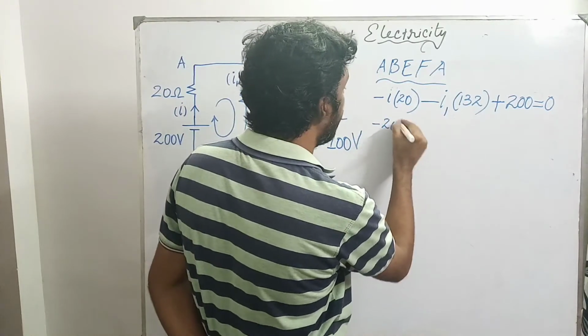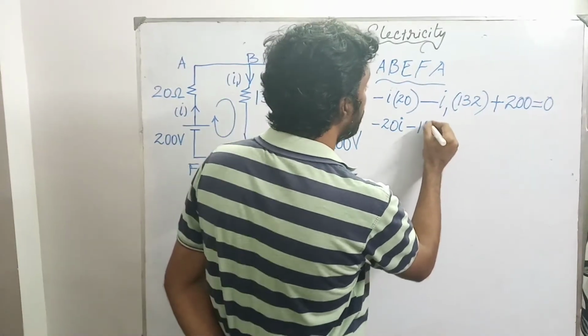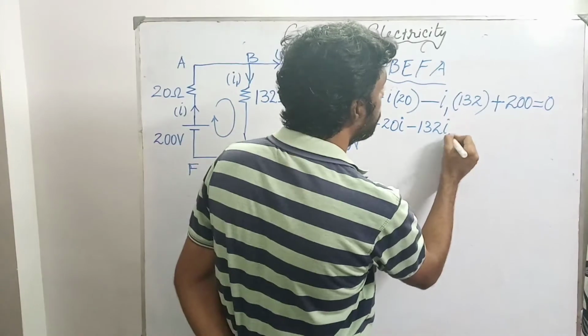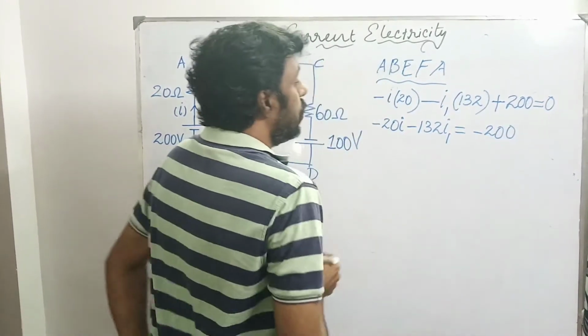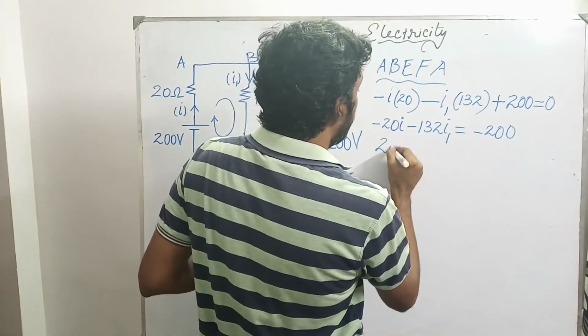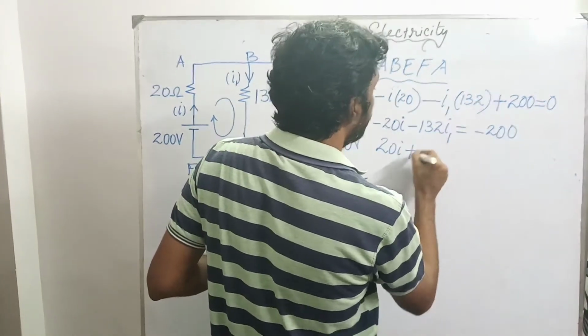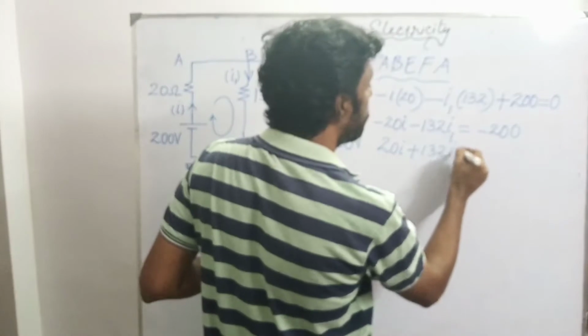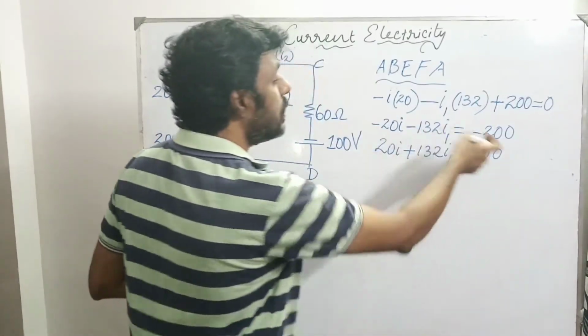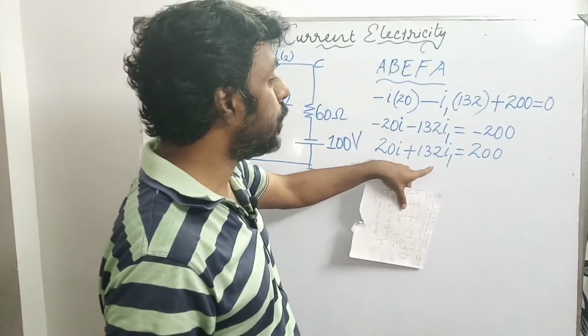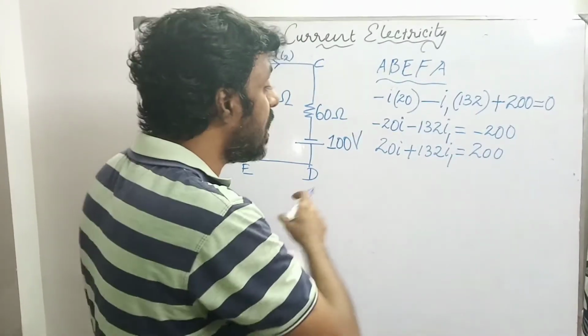Minus 20I minus 132I1 is equal to minus 200. So 20I plus 132I1 equals 200. I am removing all the negative signs.